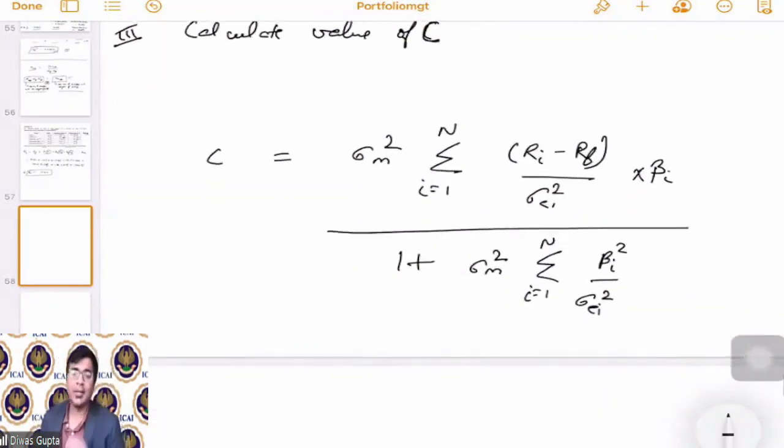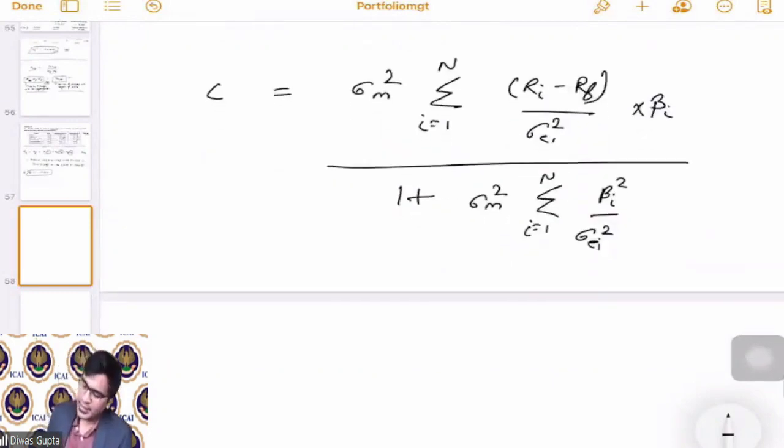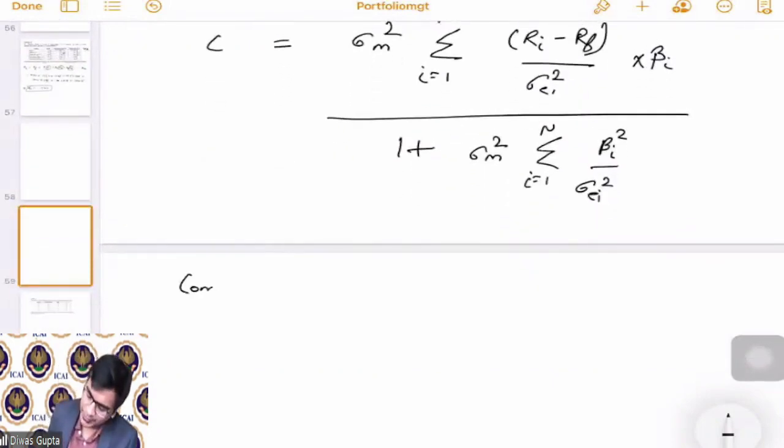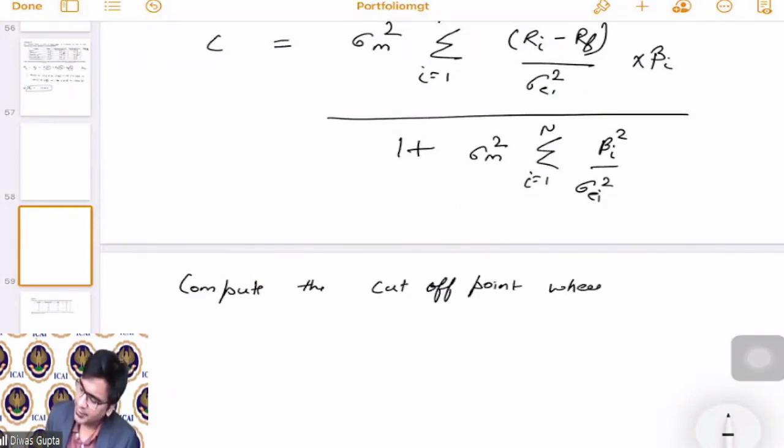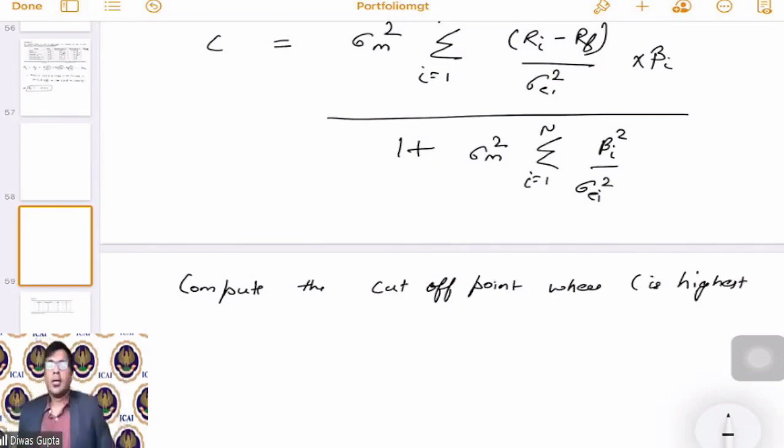So once the C value is put for all the securities after ranking them, the next step is to compute the cutoff point where C is highest. So once you have ranked it and calculated the C value, take the cutoff point where C is highest, then you select all the securities above that C. That again we will study with the help of a question. Okay.